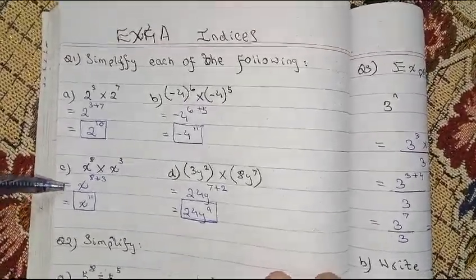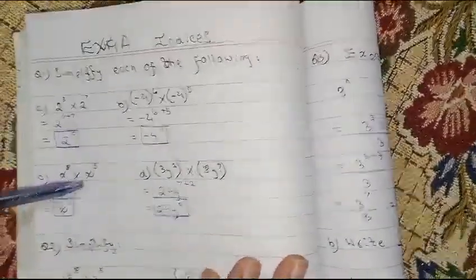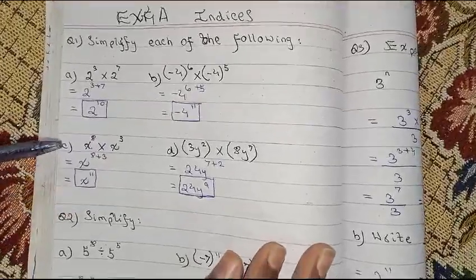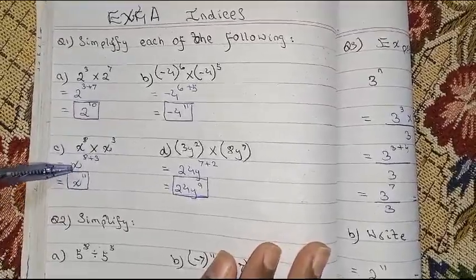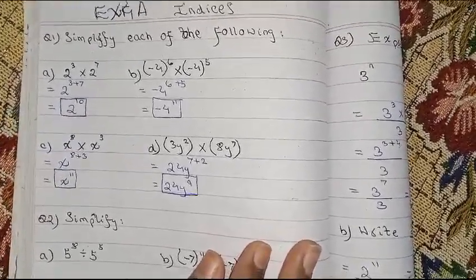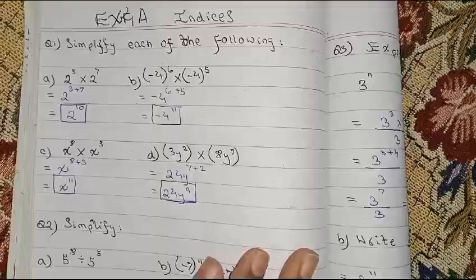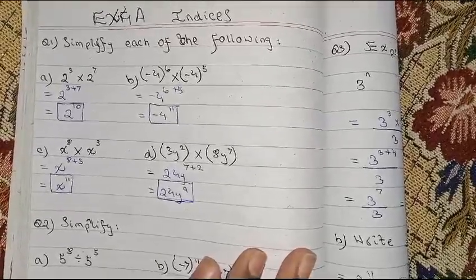This is also the same case, x power 8 multiplied by x power 3. The bases are the same, so we can add the powers and we will get the result x power 11. And in this question also, 3 y power 2 multiplied by 8 y power 7.